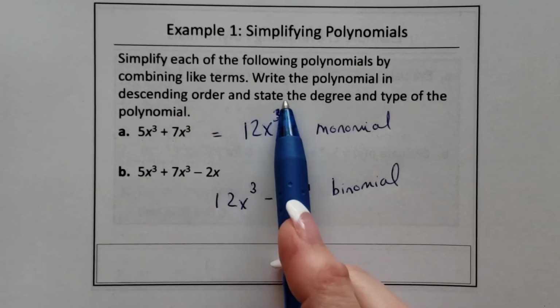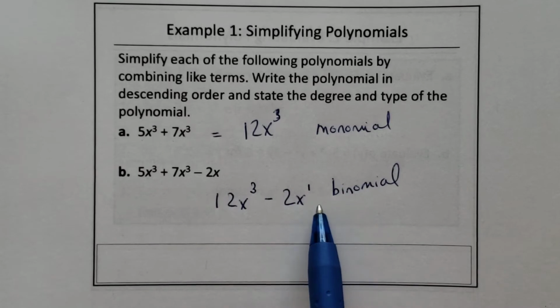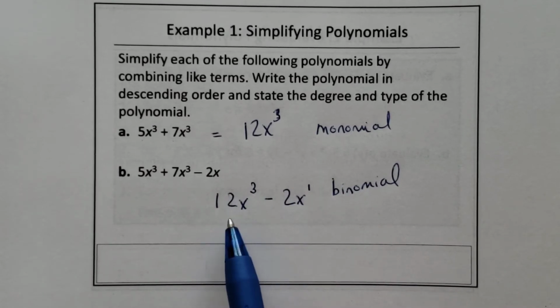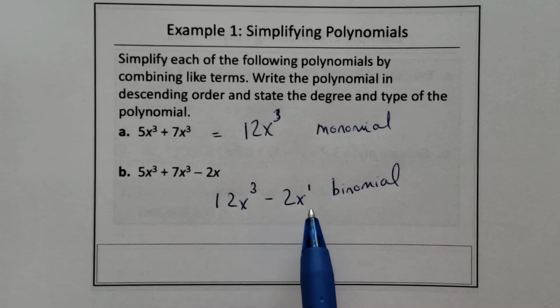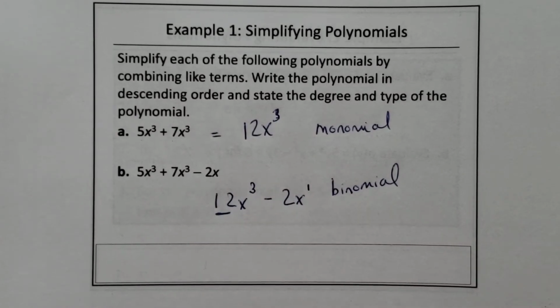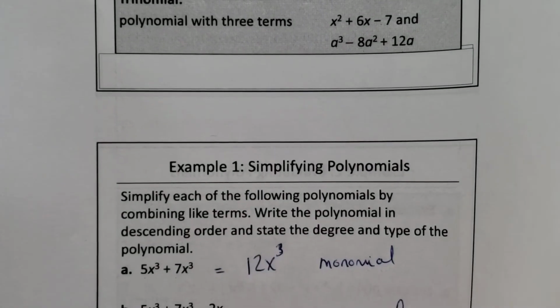It says to state the degree of this binomial. The degree is 3 because that's the biggest exponent. And normally it would also ask us what is the leading coefficient. Well, the leading coefficient with the biggest exponent is 12. And we'll get into some examples like that.